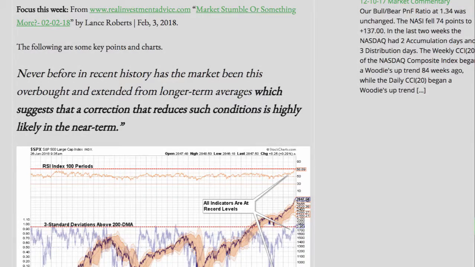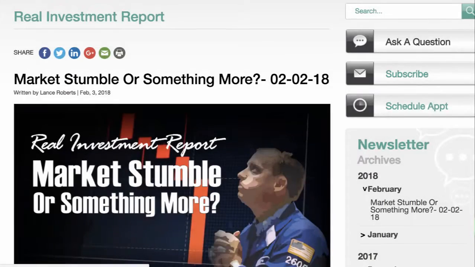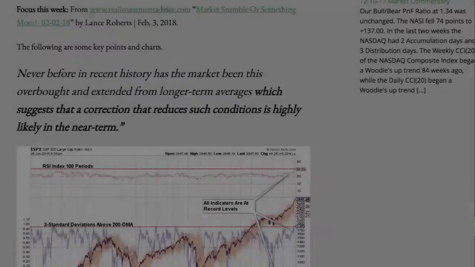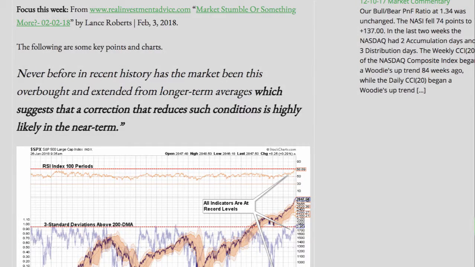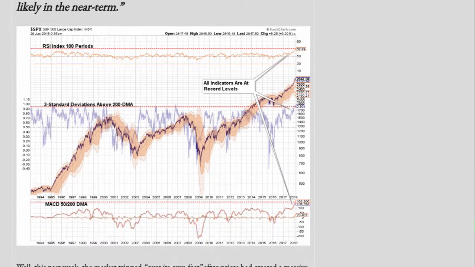Focus this week from www.realinvestmentadvice.com. Market Stumble or Something More by Lance Roberts. The following are some key points and charts. Never before in recent history has the market been this overbought and extended from longer-term averages, which suggests that a correction that reduces such conditions is highly likely in the near term.